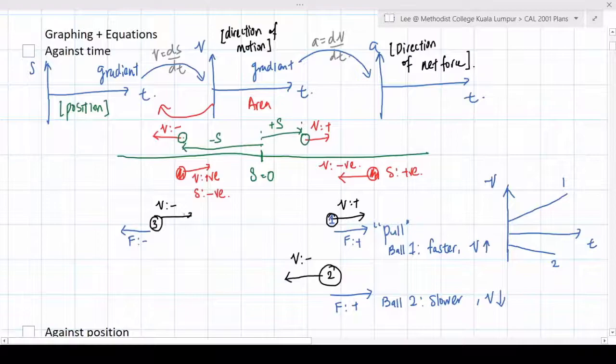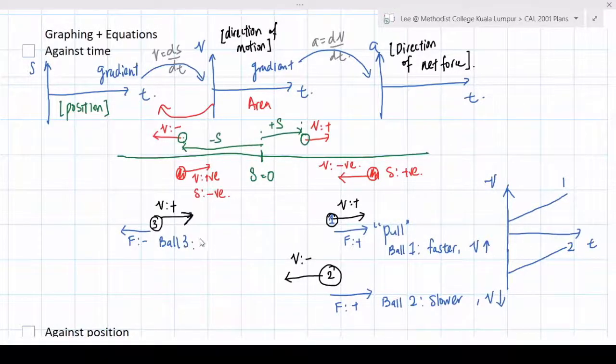Now, before I move on to ball 3. Now, ball 3, your force is negative, but your V is in the positive direction. So in this case, obviously, you are slowing down as well. So your ball 3 is traveling slower. Okay, and I think probably some of you would notice that at this point, there is a slight mistake. For graph 2, they have the same force, so they should have parallel acceleration. Same acceleration. Both lines have to have the same gradient.